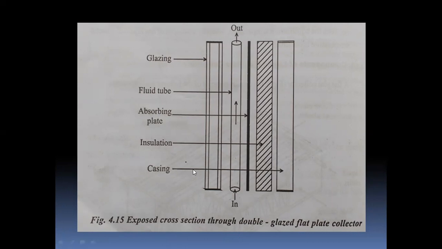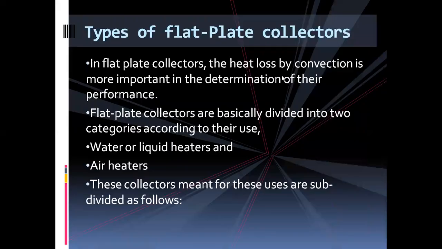And now the insulation casing and the absorbing plate, which is this black one for the absorption of sunlight. Now this is the fluid tube, where the liquid will go and then it will come out from there. Now, the types of flat plate collectors.